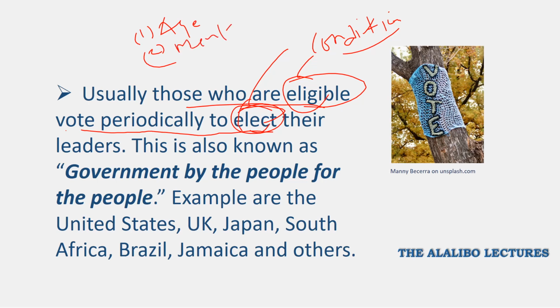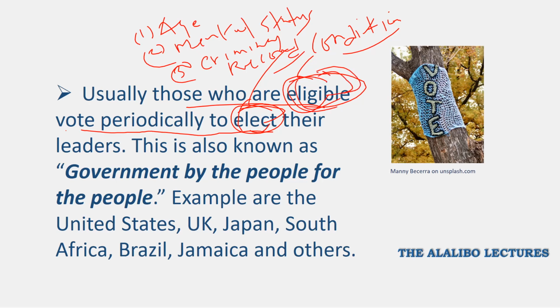Mental status could be another. And also criminal record, right? This is also important. Criminal record could be another. So it's conditional, right? Voting is conditional. Participating in the voting process is conditional. And again, based on where you are, the conditions may vary. All right.